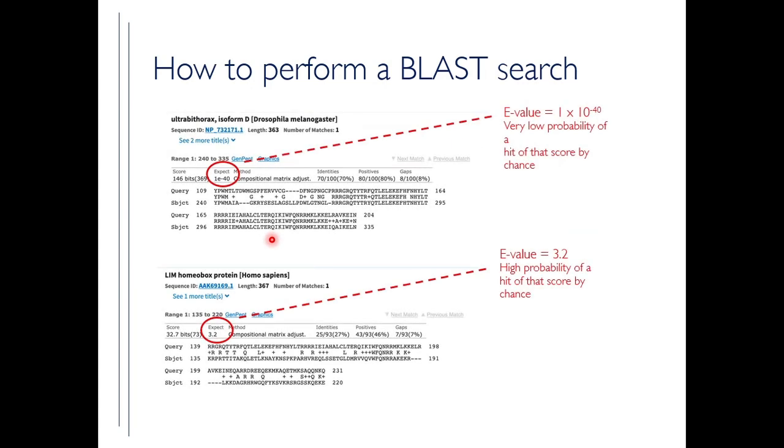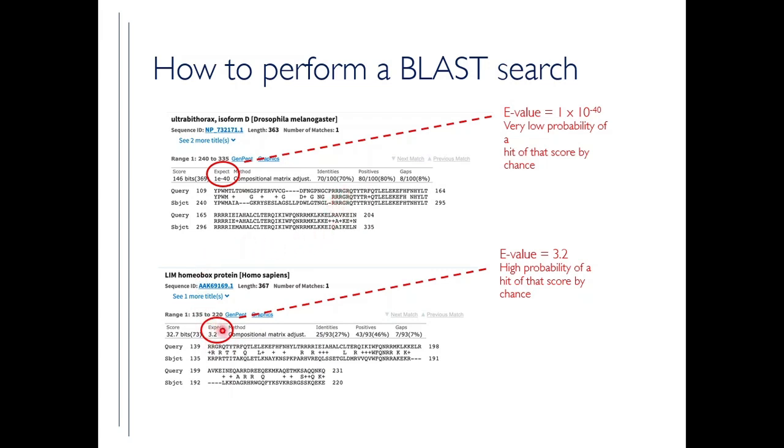Just as an example for e-values, if we were to look at this top hit up here, the e-value is 1 times 10 to the minus 40. So we would say that's a pretty low e-value, and there's therefore a low probability that this alignment has occurred by chance. In other words, there's a low probability that it's just a random match and that there's no relationship between the two sequences.